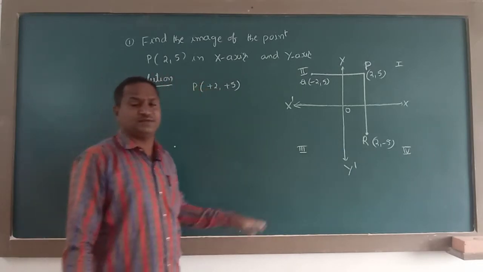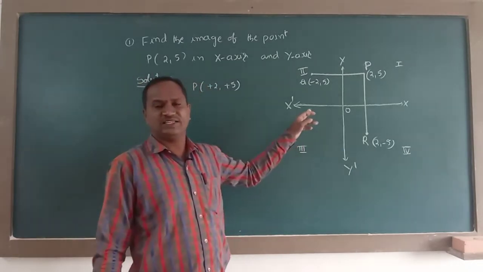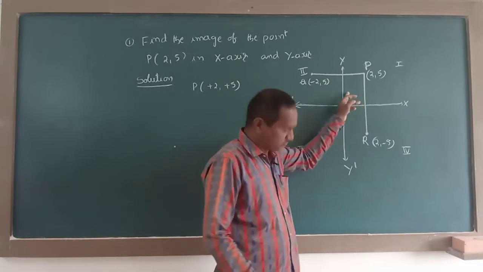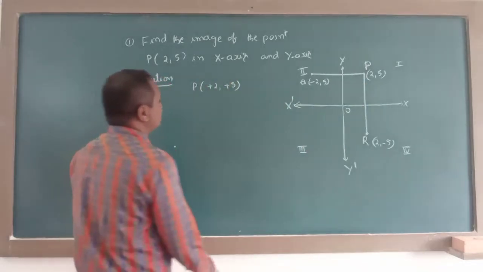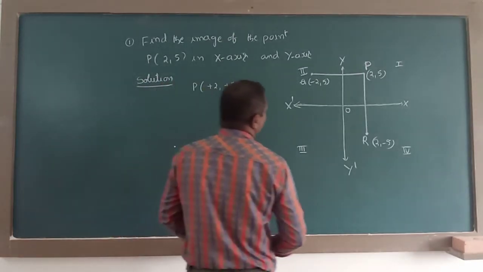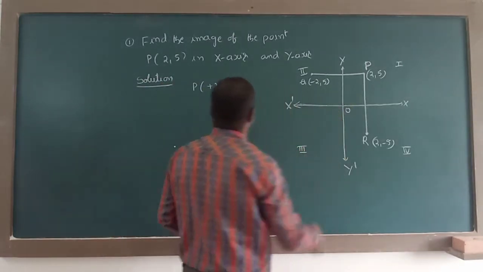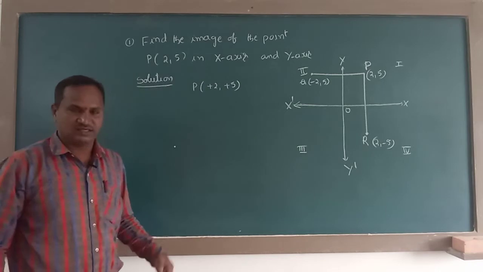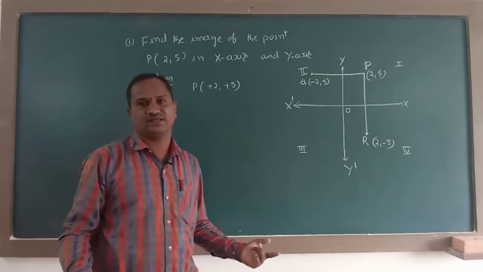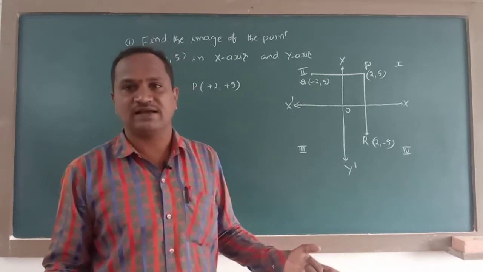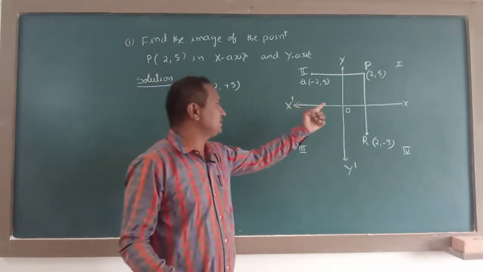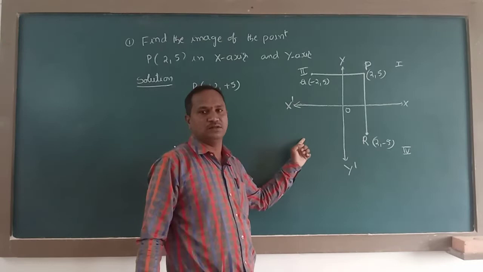Otherwise, if they ask with respect to the origin, the point P moves down here. Then the point will come as minus 2, minus 5. But they did not ask that in this question. If they ask with respect to the origin, we draw in the third quadrant, with those symbols.